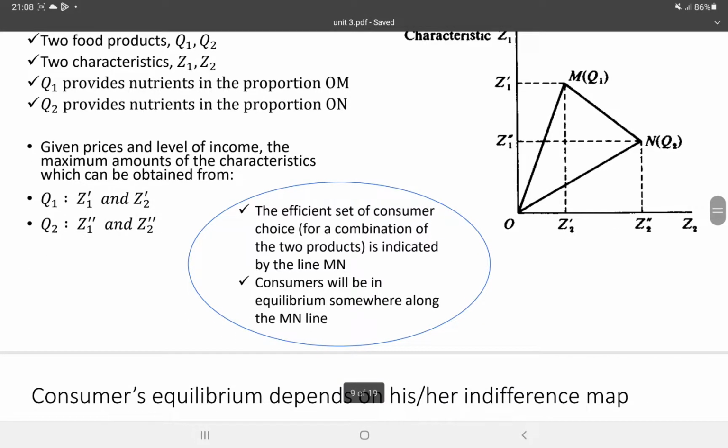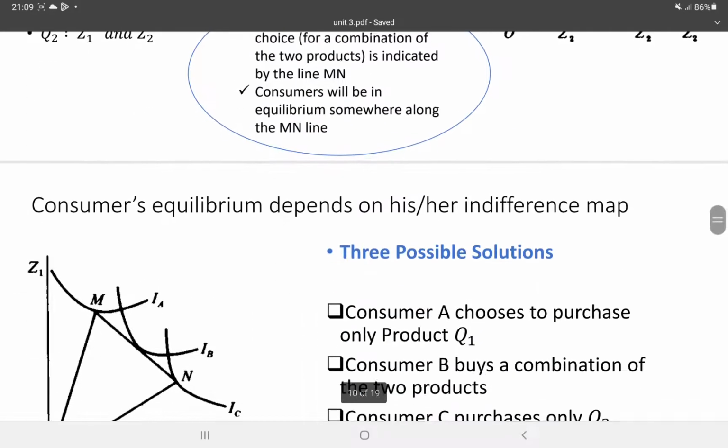So now, the efficient set of consumer choice for a combination of the two products is indicated by the line MN, where Q1 and Q2 are fully combined together. So the consumers will be in equilibrium somewhere along the MN line, where the two characteristics are combined together. Consumer's equilibrium will depend on his or her indifference map.